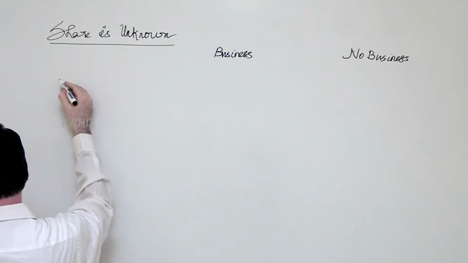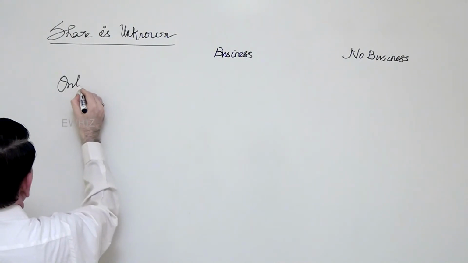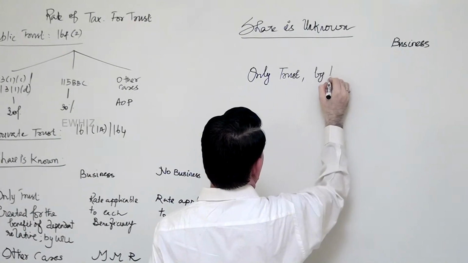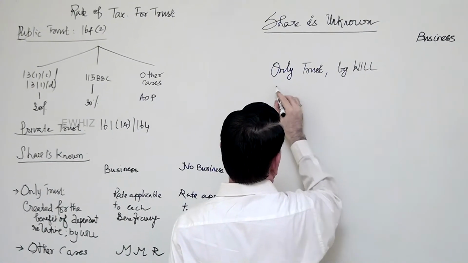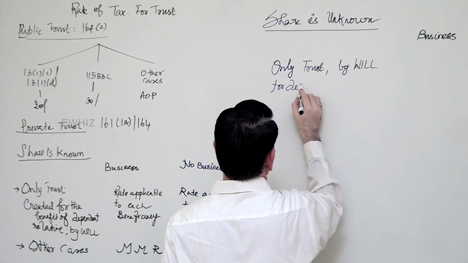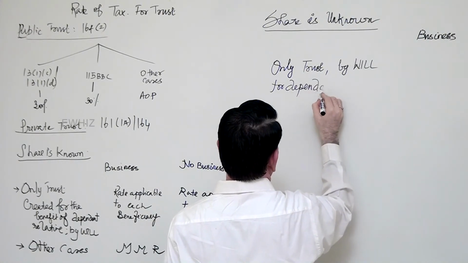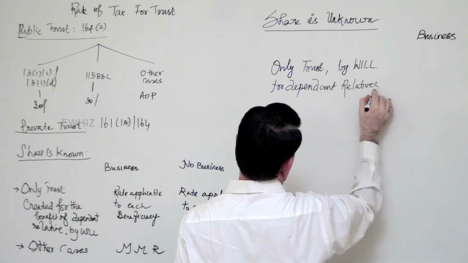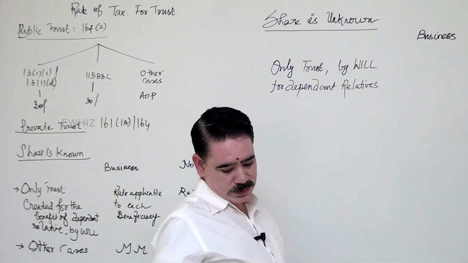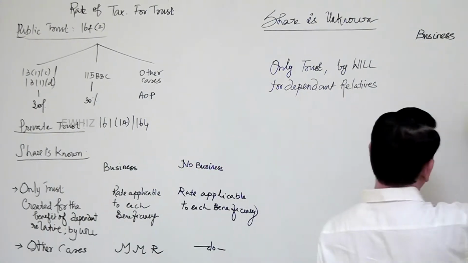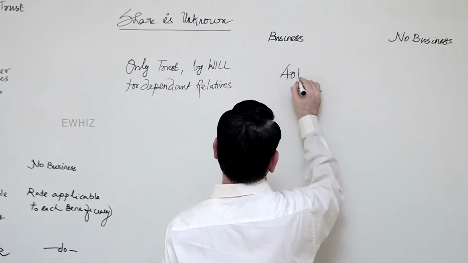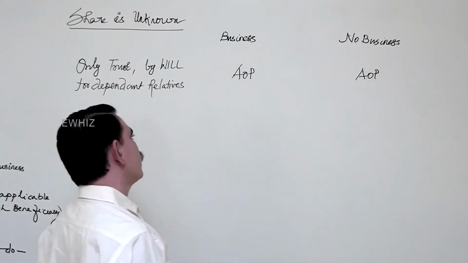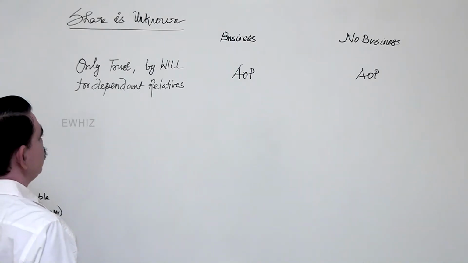Now the same scenario will apply, only trust created by will for dependent relatives of the settlor. Whether or not you have business, there is a concession to tax it at the rate applicable to AOP. At the rate applicable to AOP.